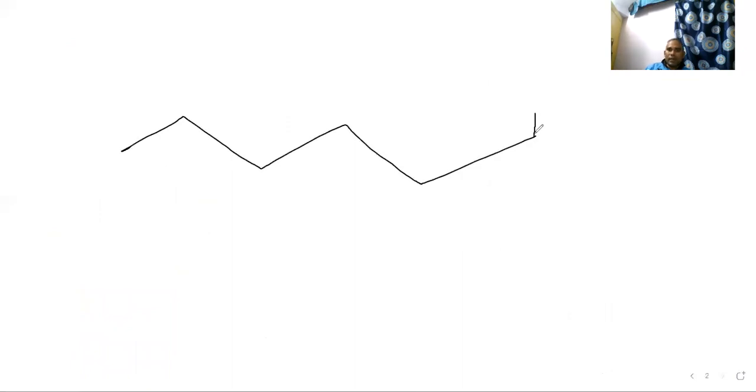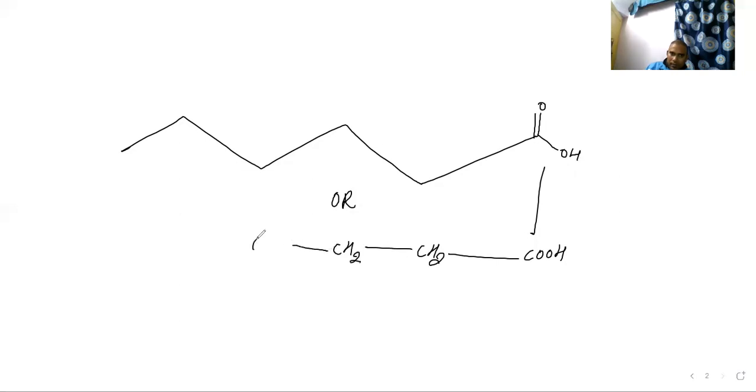Here I am writing C double bond O, then O and H, right? This is the C double bond OH group. Then this is a CH2 group, then again a CH2 group, again a CH2 group, and lastly again a CH2 group. Then this is the CH3.